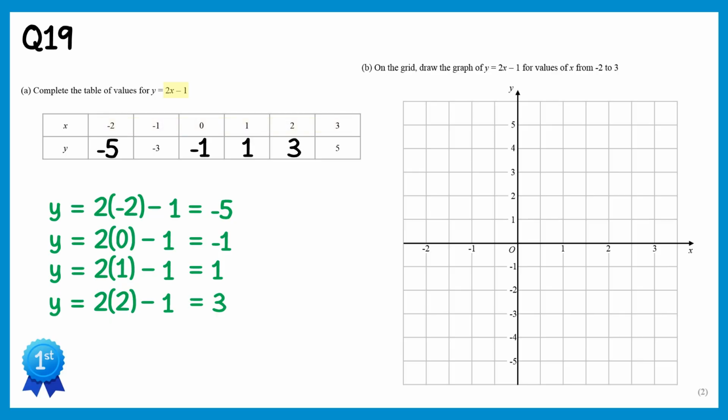We can then plot each of the corresponding coordinate pairs, so negative 2 with negative 5, negative 1 with negative 3, 0 with negative 1, 1 and 1, 2 and 3, and 3 and 5. We can complete the question by drawing a straight line through these points.